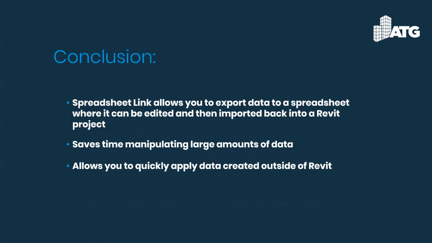So just in conclusion, Spreadsheet Link allows you to export data from the model and put it in a spreadsheet. Then you can, either using the built-in spreadsheet editor or your own spreadsheet software, edit it and then send it right back into the Revit project and actually apply that data. It's not just text, it is actual usable Revit data. Saves a lot of time for manipulating a ton of data. You can do it all at once. You don't have to do it one category at a time. You can literally change a ton of data all at one time.